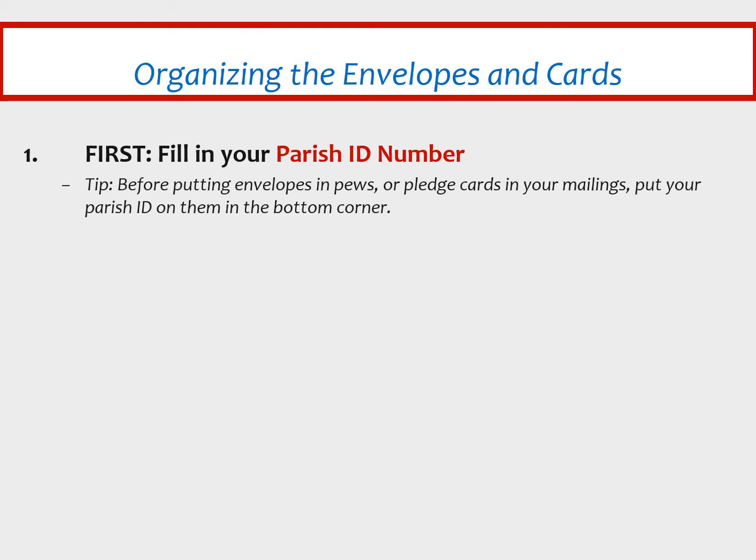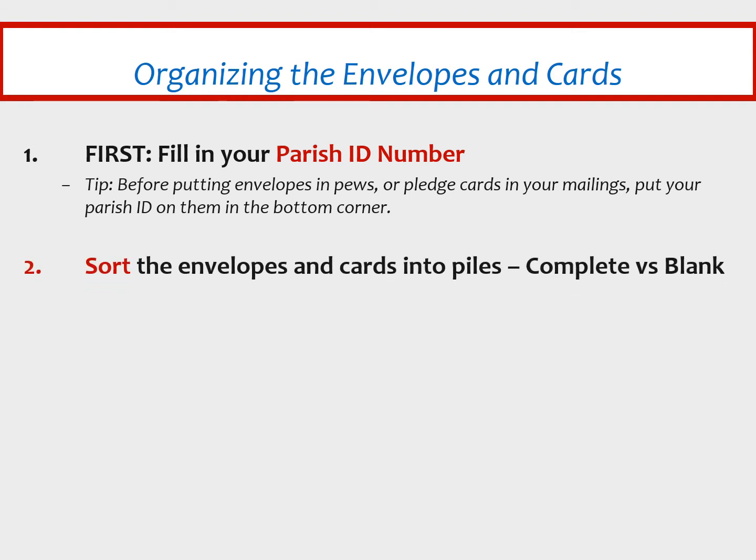Organizing the envelopes and cards. First, fill in your parish ID number. But here's a tip. Before putting envelopes in pews or pledge cards in your mailings, put your parish ID on them in the bottom corner. Then you won't have to do it when it comes time for processing.